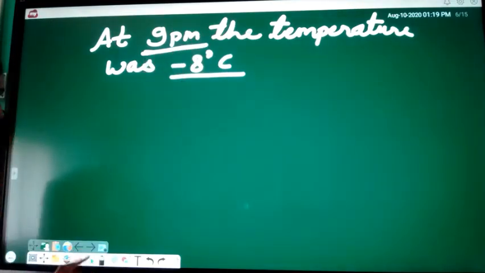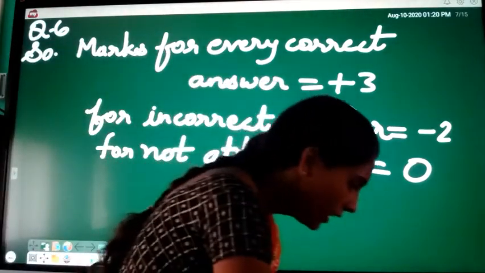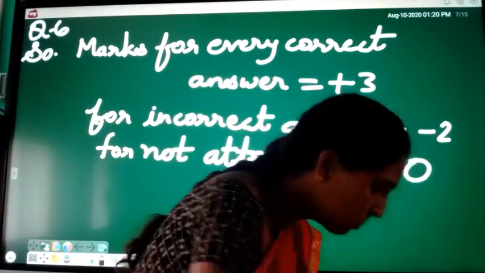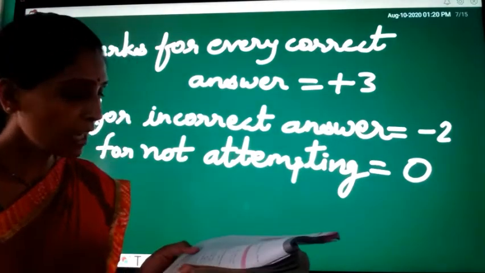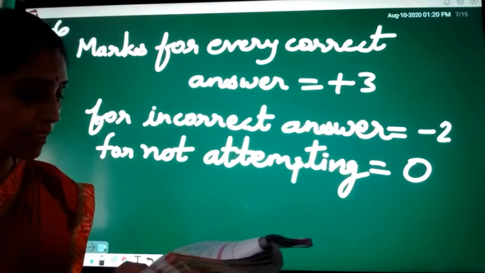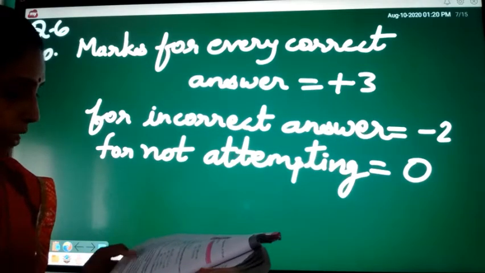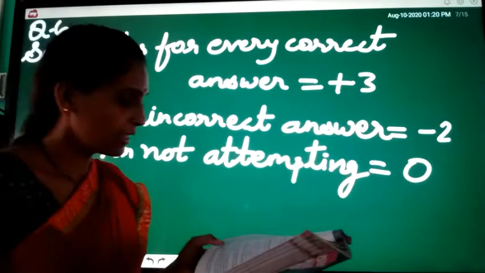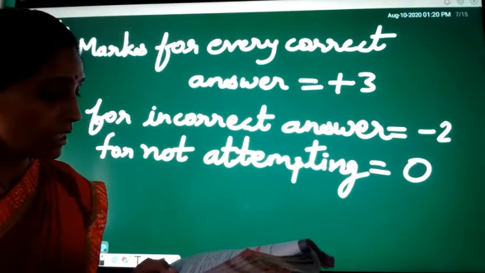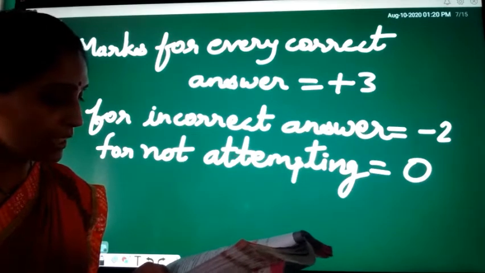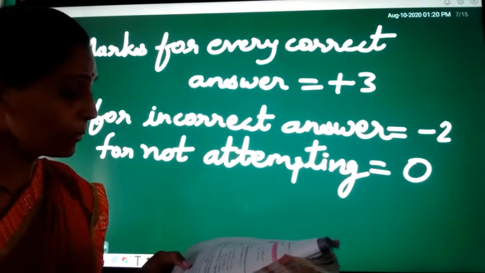Okay. Now the next question, question number 6, is given here. In a class test, plus 3 marks are given for every correct answer, and minus 2 marks are given for every incorrect answer, and no marks for not attempting any question. Now, two questions are given here. The first question: Radhika scored 20 marks. If she has got 12 correct answers, how many questions has she attempted incorrectly?